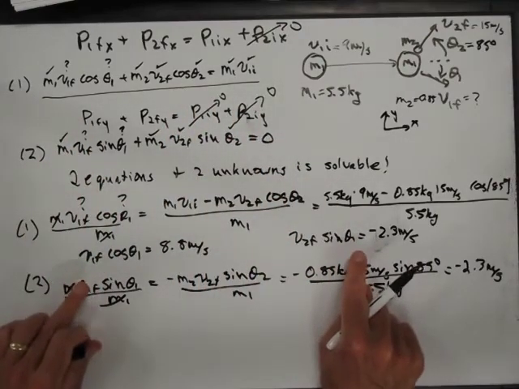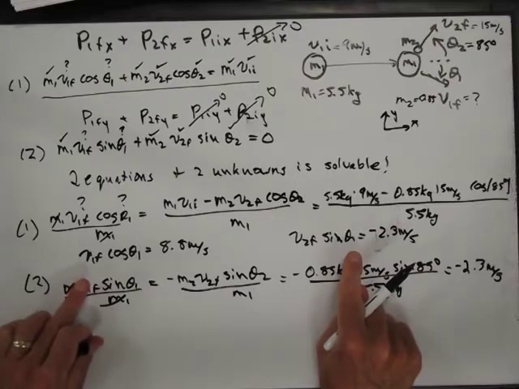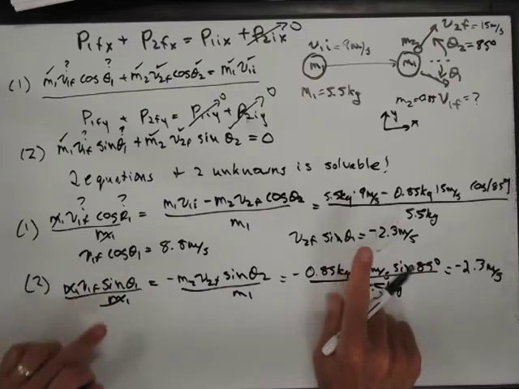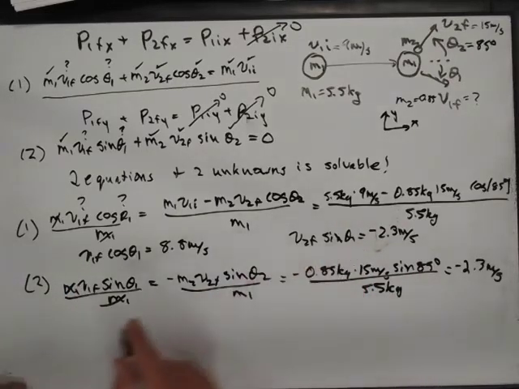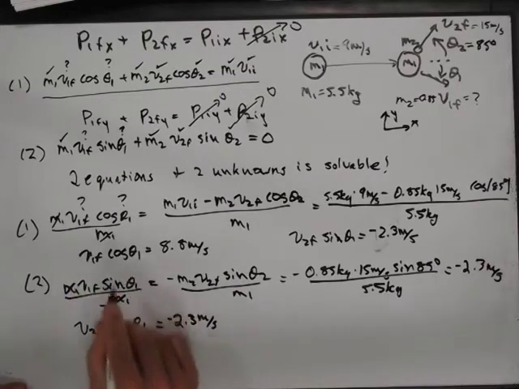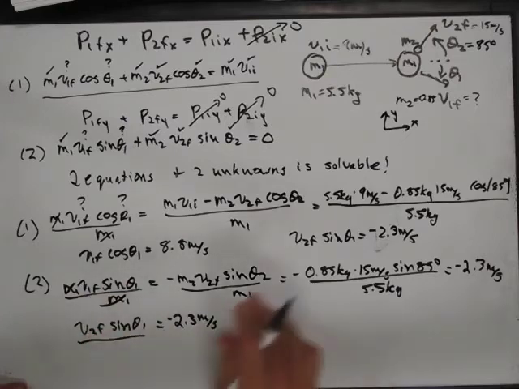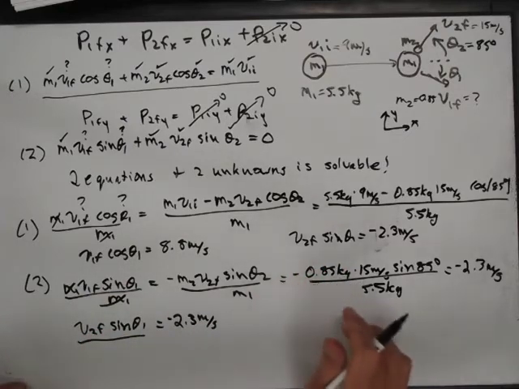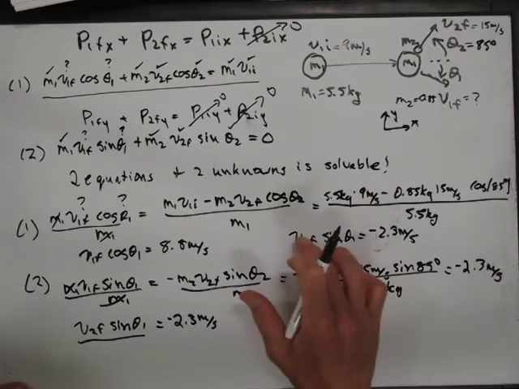And so now I've plugged in all the numbers, and now I have two equations and two unknowns, and I can substitute and solve this in a variety of ways. The way I would do this is I would take this equation, so I'd say V1 final sine theta 1 equals minus 2.3 meters per second, and I would divide it by this side. So I divide this side, sorry, that's not V2 final, that's V1 final.